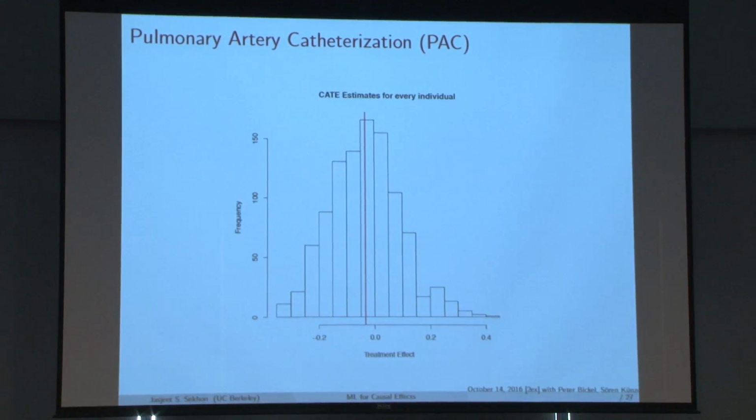The only problem was, as you can see, there's a lot of heterogeneity. This is a density plot of estimates of individual treatment effects. It's really conditional average treatment effects for every individual. And you can see some people have positive effects, some people have negative effects.